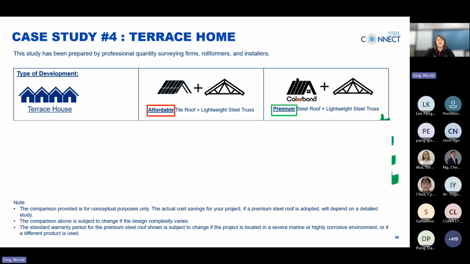And project reputation doesn't stop at handover. Premium steel roofing delivers predictable aging and long-term appearance, helping architects and developers reduce future complaints and protect brand credibility throughout the life cycle of the developments.